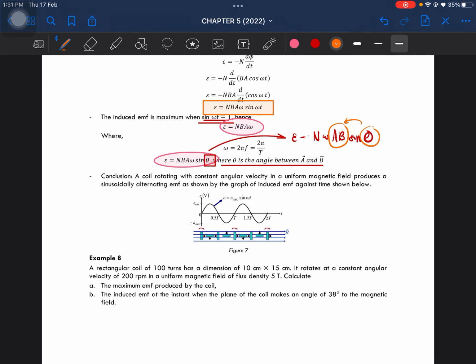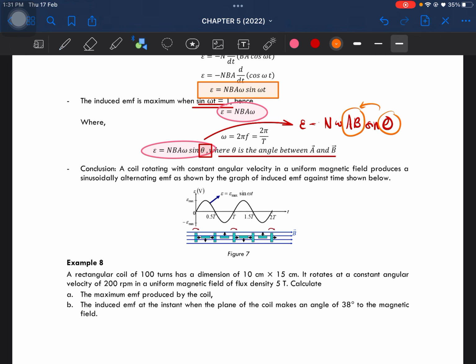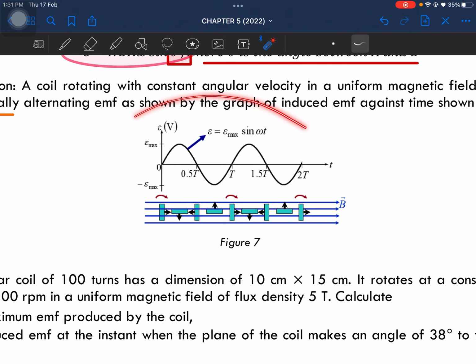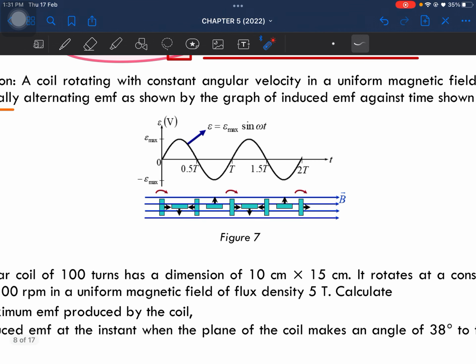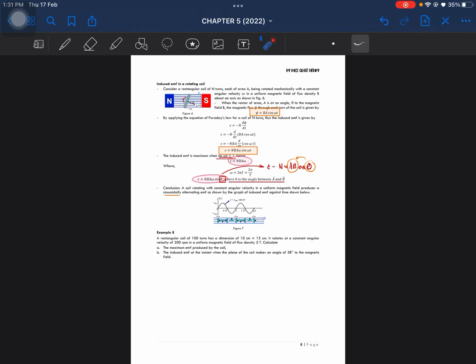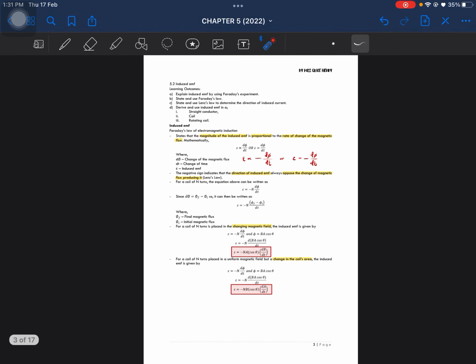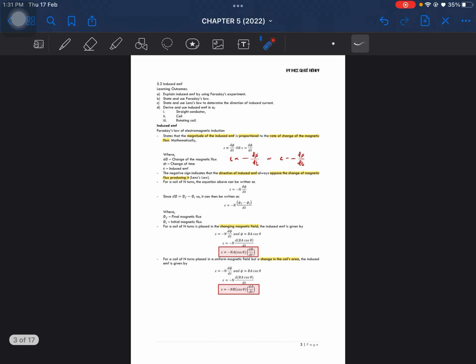Alright, so as a conclusion, a coil rotating with constant angular velocity will produce a sinusoidally alternating EMF, as shown in the graph here. Okay, so it's rotating this way, so it will produce a sinusoidal EMF. Okay, alright, so that is our subtopic 5.2, which is on induced EMF.